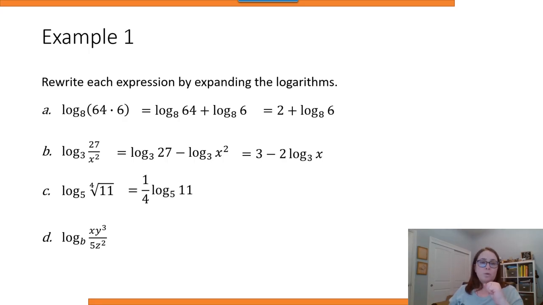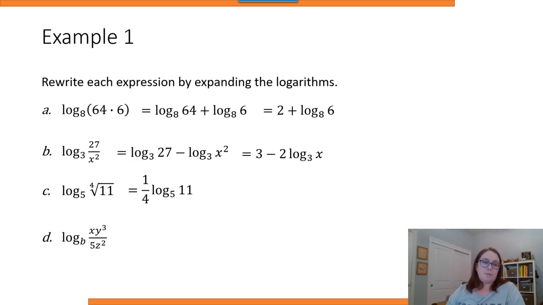So this becomes 1/4 log base 5 of 11, which is a lot nicer looking, a lot less intimidating, and easier to work with than what we started with. Now the last one takes all these rules and really throws them together. So it's going to take a few more steps to get through this one.